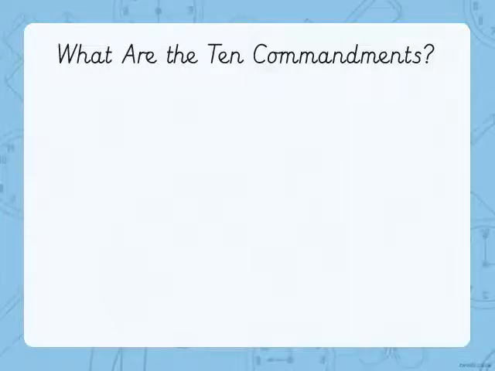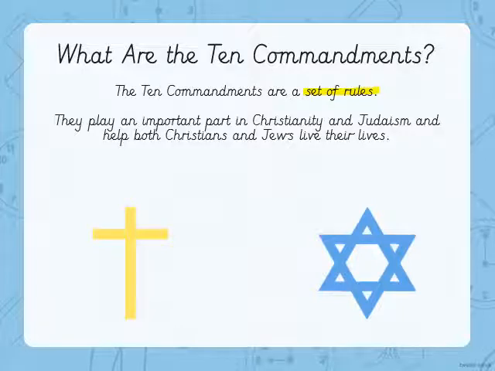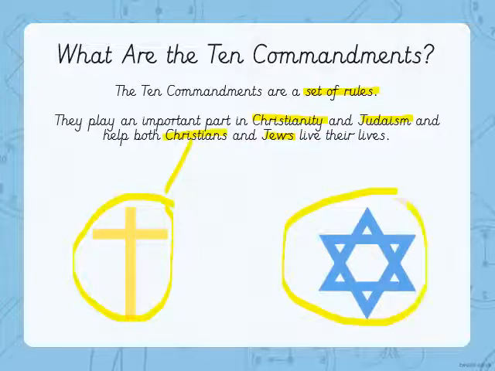So what are the 10 commandments? The 10 commandments are a set of rules which is used in religion. So remember, Christianity and Judaism. And they play an important part in Christianity and Judaism, and they help both Christians and Jews to live their lives. So these are a set of religious rules. And this is a sign for Christianity, which is Christians, and this is a sign for Judaism, which Jews use.